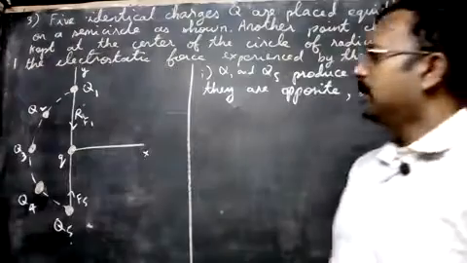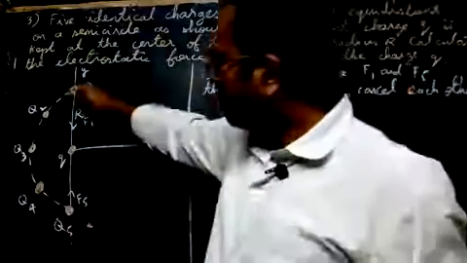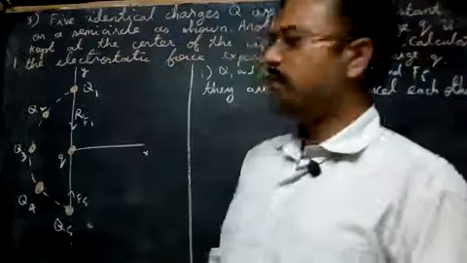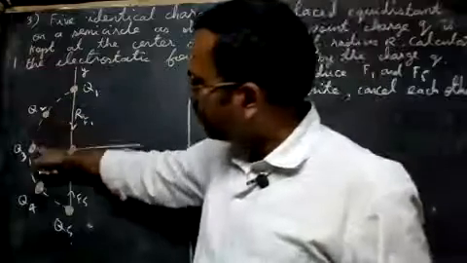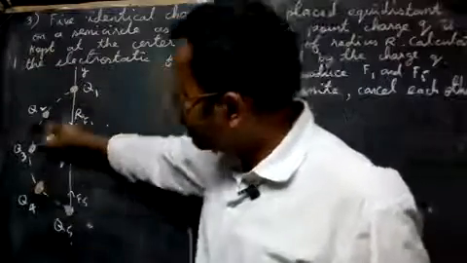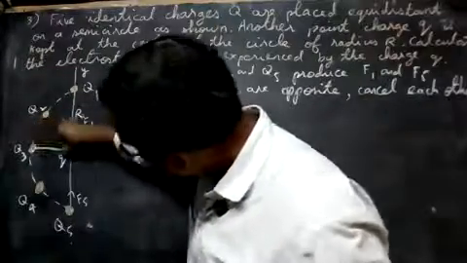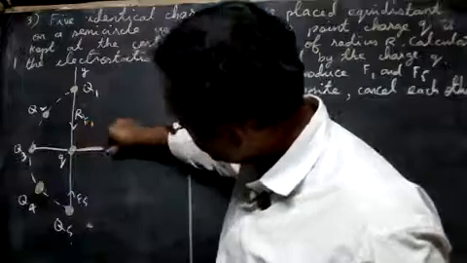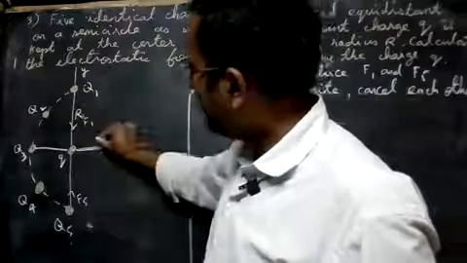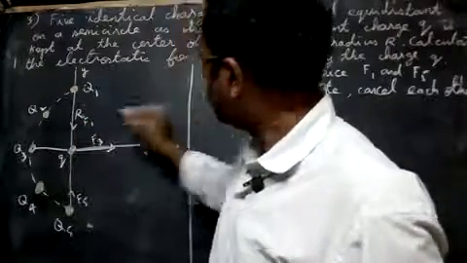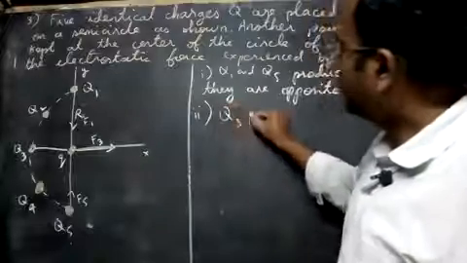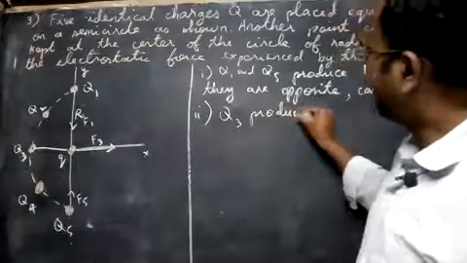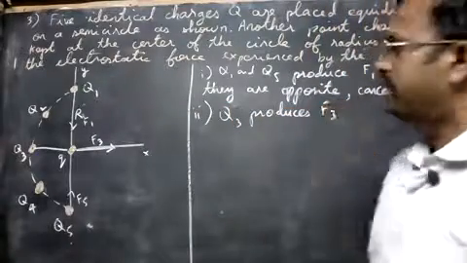Now Q1 and Q5 are not needed, we need not take them in the calculation. Let's take Q2, Q3, and Q4. If you see Q3, it gives a force in this direction. This force will be, say, F3. So the second one is: Q3 produces a force F3. That we can see.